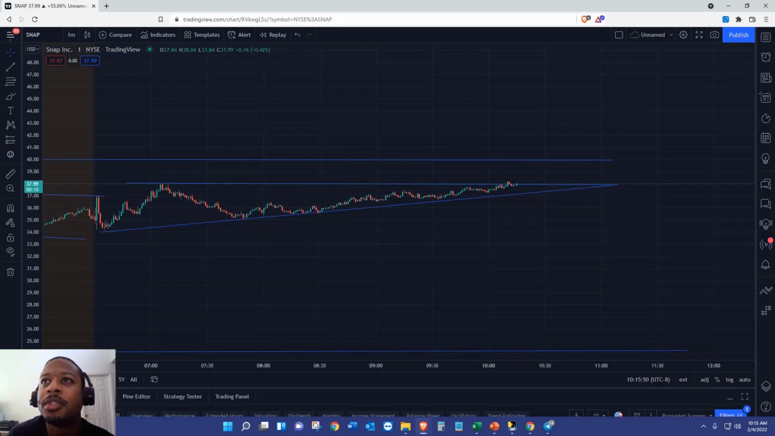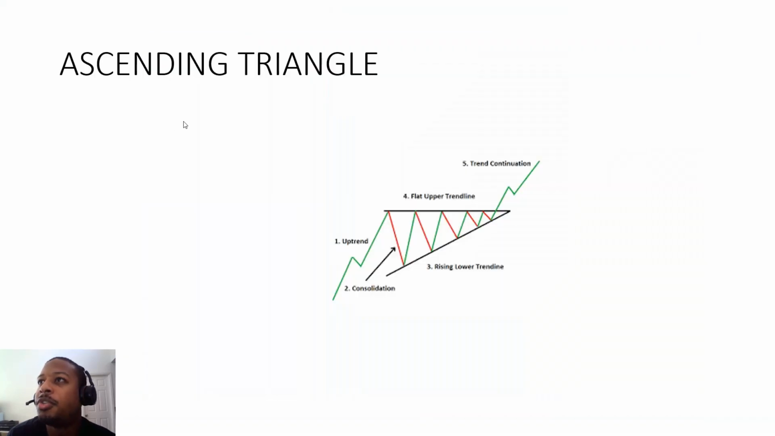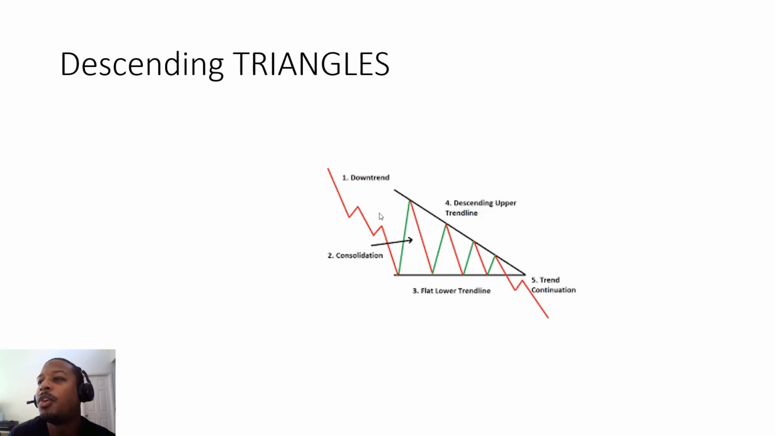Let's see if I can pull up one for the next one here, which is descending triangles. So when you're looking at a descending triangle, you're looking at a downtrend happening, then you're looking for some consolidation, and you're looking for the highs becoming lower. So lower highs, lower highs, lower highs. As you can see that right there. And you have a flat line here where it's bouncing off of, trying to test that consolidation, and eventually it'll crack and break down.